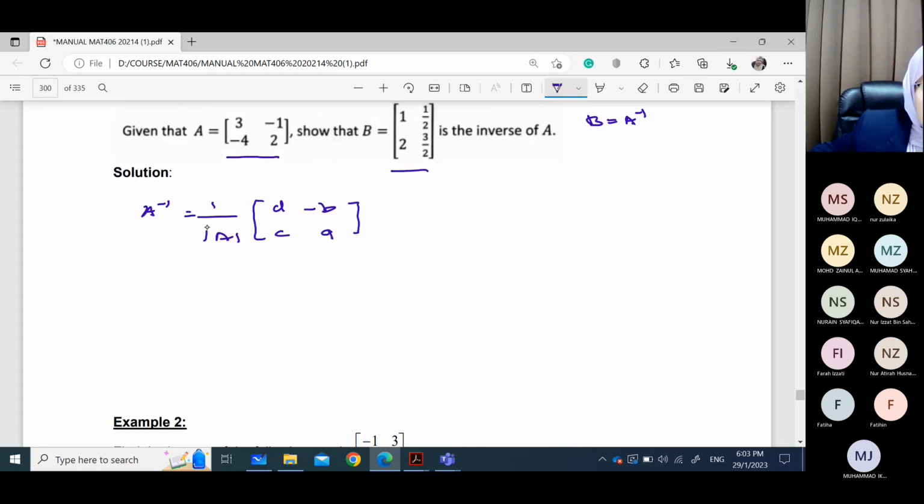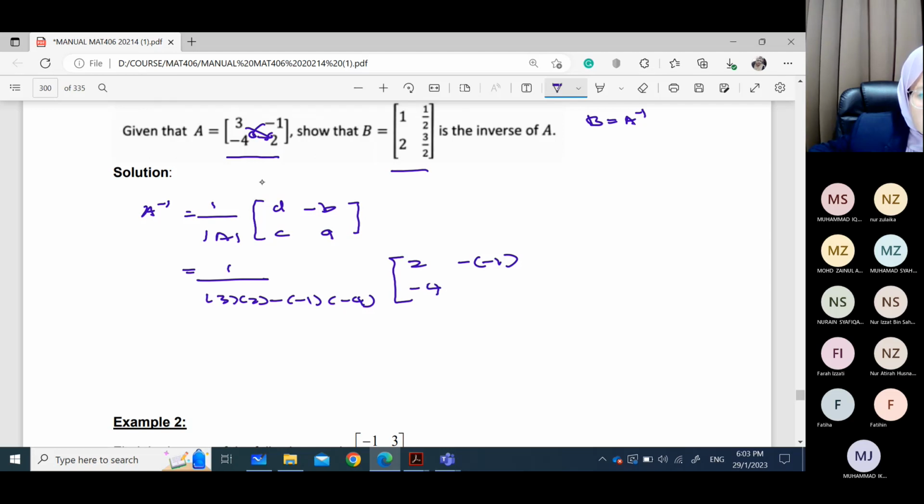Right, so kita cari dia punya ni. So determinant of A, it is equivalent with AD minus BC. So 3 times 2 minus negative 1 times negative 4. And then multiply with D, negative B. So D, 2, negative 1. And then D, negative B, C, A, negative 4, 3.